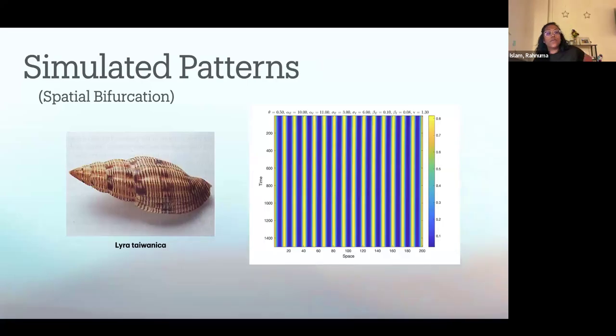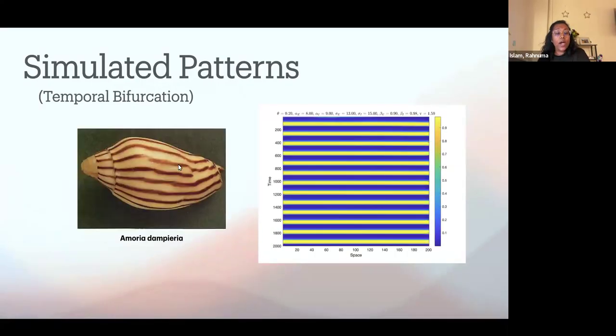This is the first pattern. This is the Turing bifurcation. This is our simulated pattern that we get. You can see that those are vertically striped. That matches with this pattern of Lyra, Nika. The second one is the temporal bifurcation. That will give you this horizontal line. And you can see that that stripe kind of matches with this shell pattern.